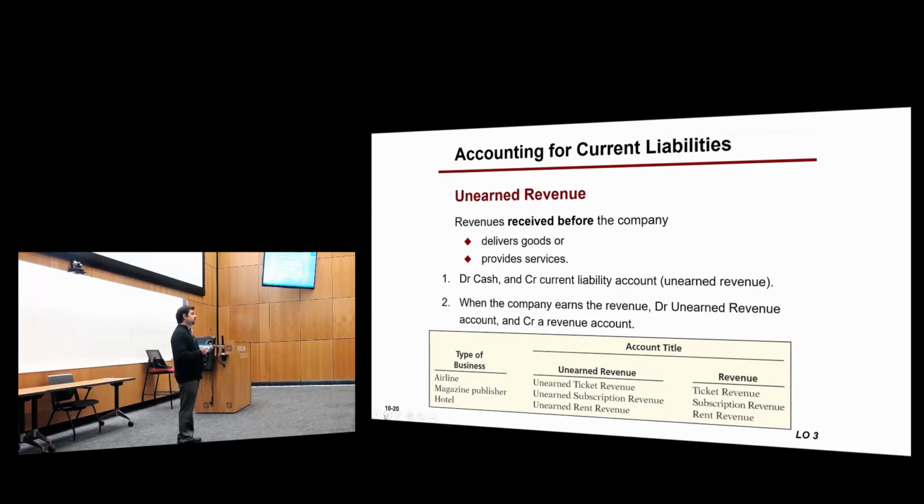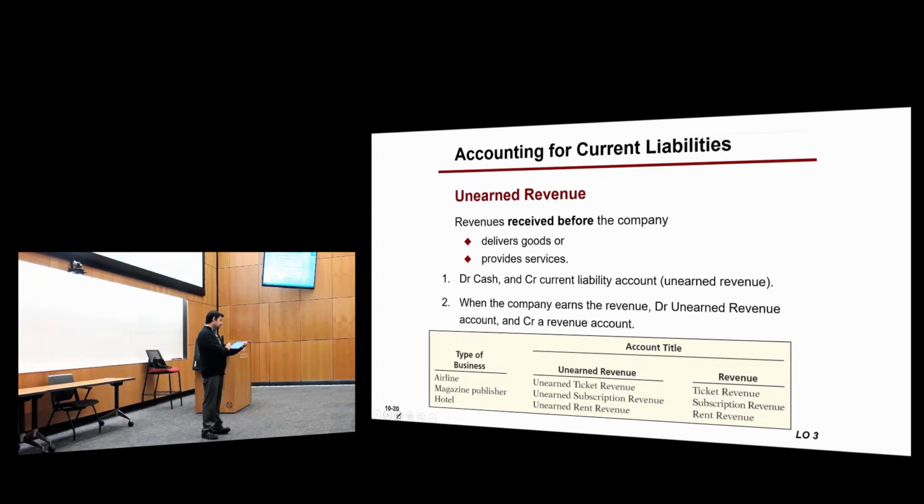When you buy season tickets from Rutgers, Rutgers will owe you those games. They don't owe you money, they owe you those games. Okay, we're not talking about returns and stuff like that. That's a different thing. We're talking about what they owe you at this point. Until they actually start providing that service, which is they play those games, they still owe you that liability.